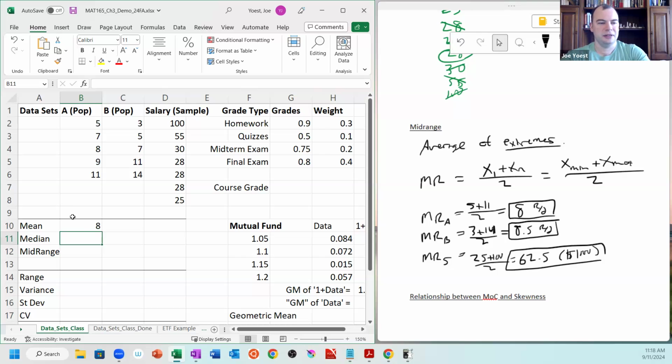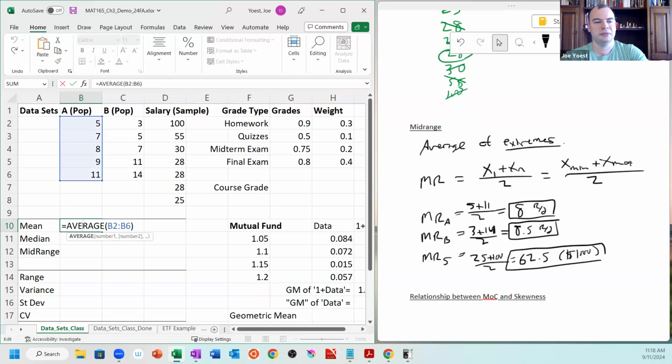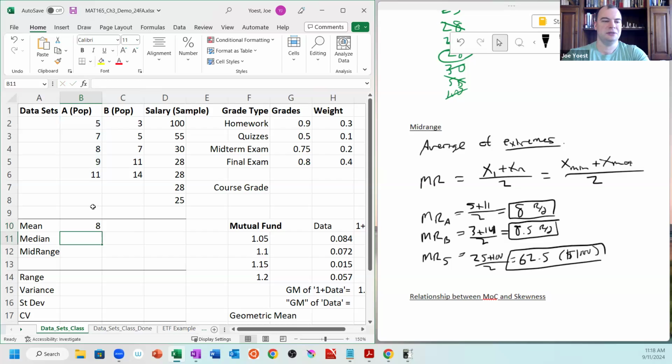And I see I get an average, a mean of 8. So equals average, open parentheses, click and drag to select the data, close parentheses, hit enter. You should get 8 here.